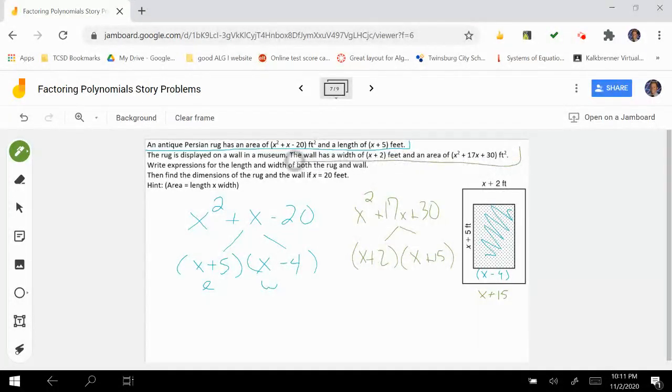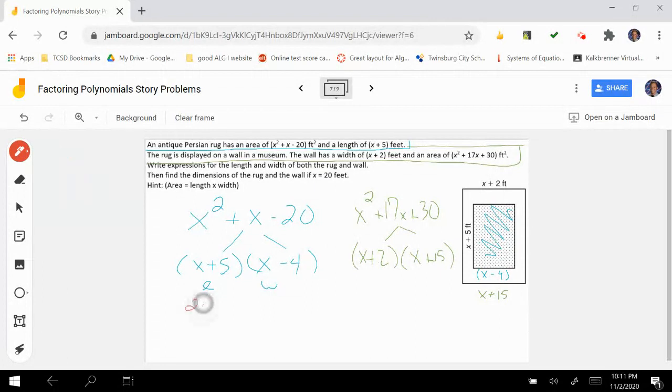So we did this part in green. And now it says write the expression for the length. The expression doesn't include equal signs, obviously. So that's what we have here and here. We have our expressions. And then the last thing they're going to ask us to do is find the dimensions of the rug and the wall if x is 20. So what do you need to do? Wherever you see x, plug in 20.